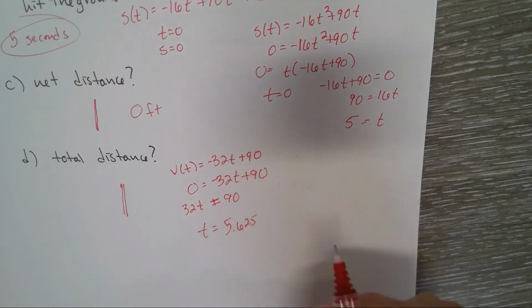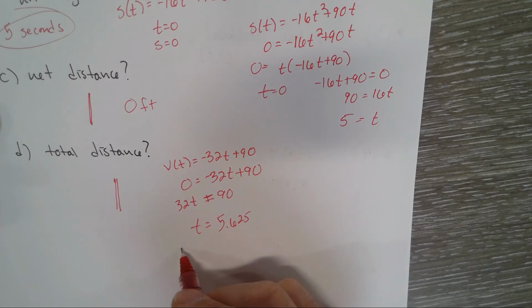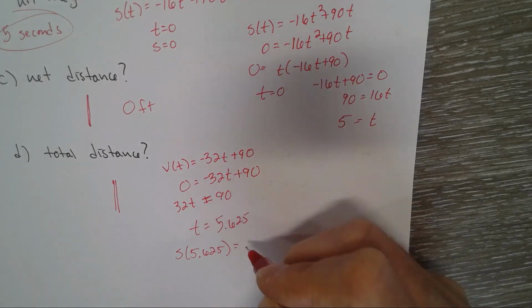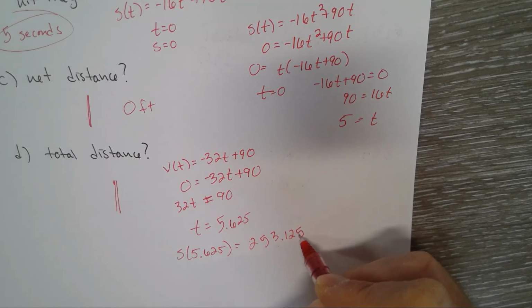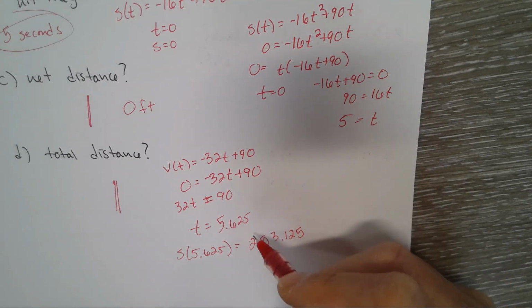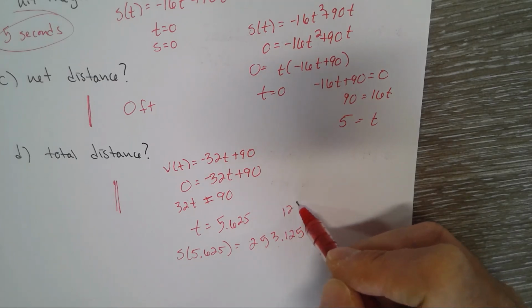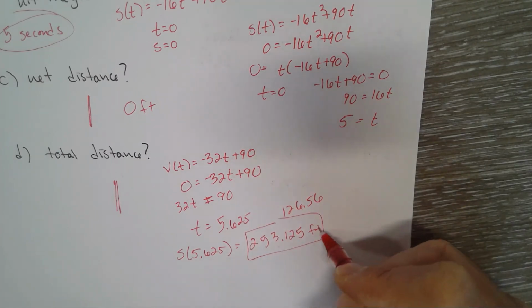So we can find its position at 5.625. So s of 5.625 will be where it's at, how high it is. Looks like plugging that into the s equation, 253.125 feet. Nope, that's doubled, so I'm just trying to look at some notes here. So 126.56 times 2 gives you the total distance of 253.125.